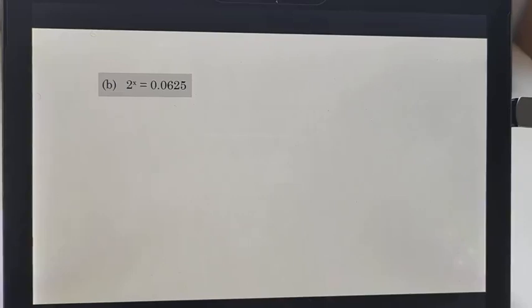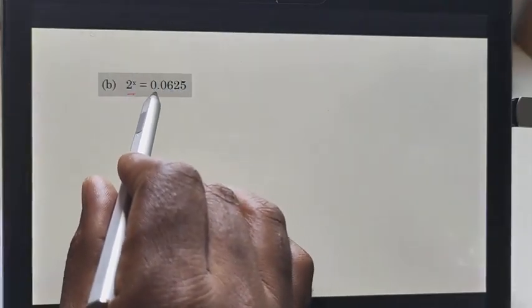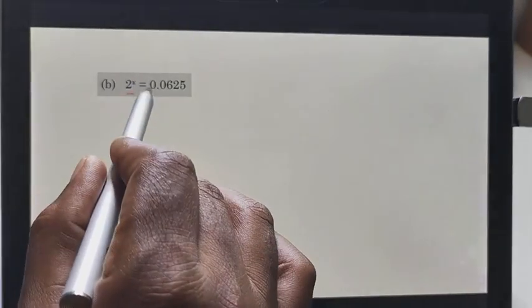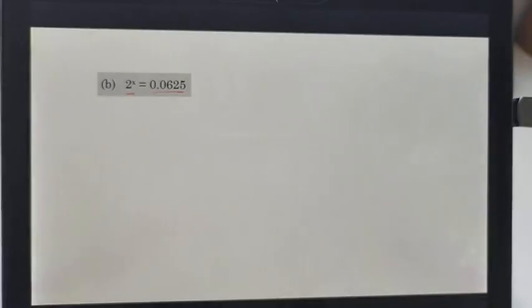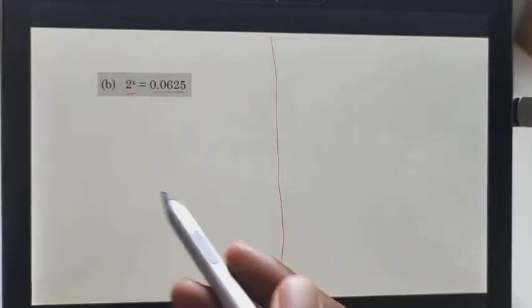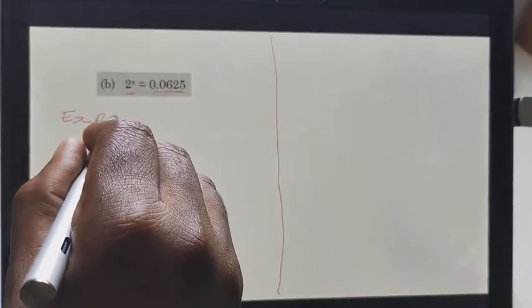Let's proceed. On this one, we do the same. The left hand side, we have 2 to the power x, and the right hand side, we have 0.0625. Before we proceed with this one, we need to write this number to base 2. So how do we do that? Last week we showed the way we do it. So we are going to express. First of all, I have to express.